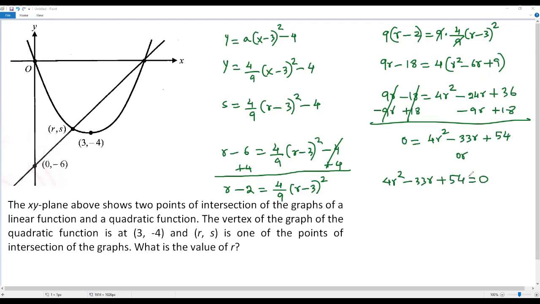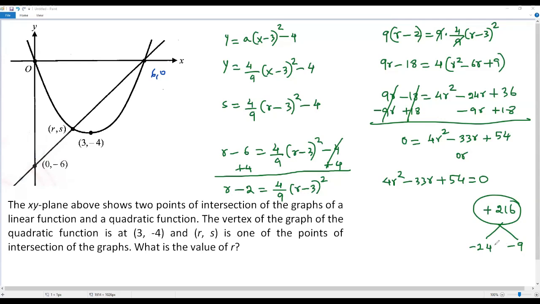So I think we can try to solve this quadratic equation by factoring. For that, we have to multiply the constant term positive 54 by this 4. Then I'm getting positive 216. Now we have to get two factors over here, so that the product of the two factors equals to positive 216, and the sum of the two factors equals to the coefficient of r, that is negative 33. I think negative 24 and negative 9 will work. When I multiply negative 24 and negative 9, I am getting positive 216. When I add them, I am getting negative 33.